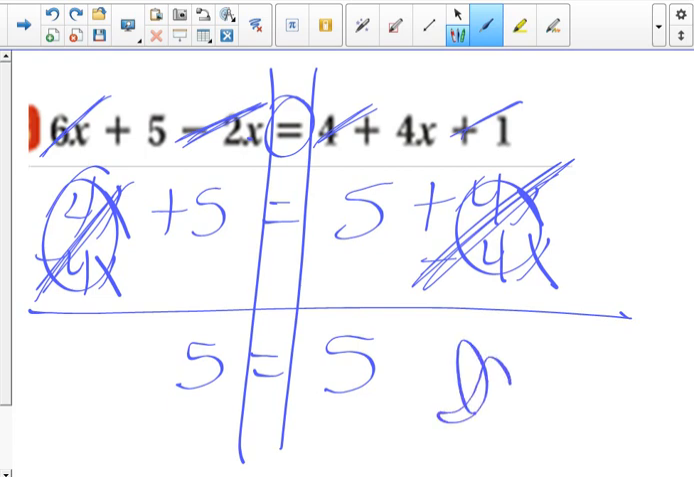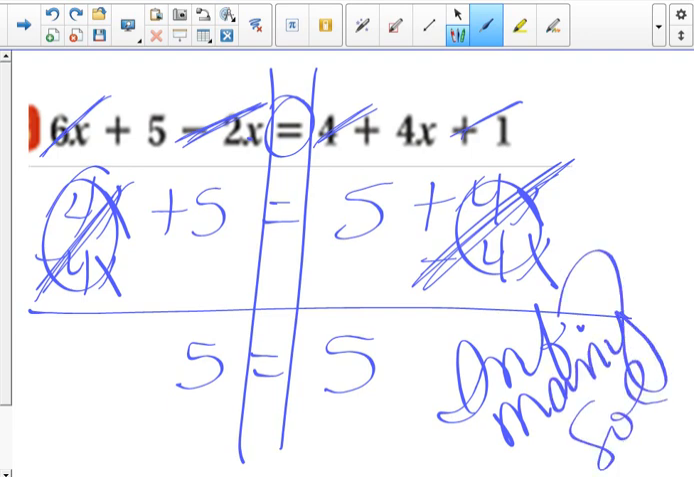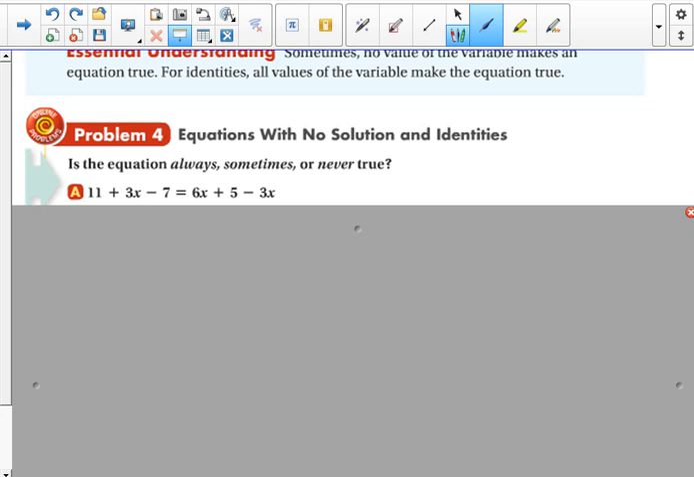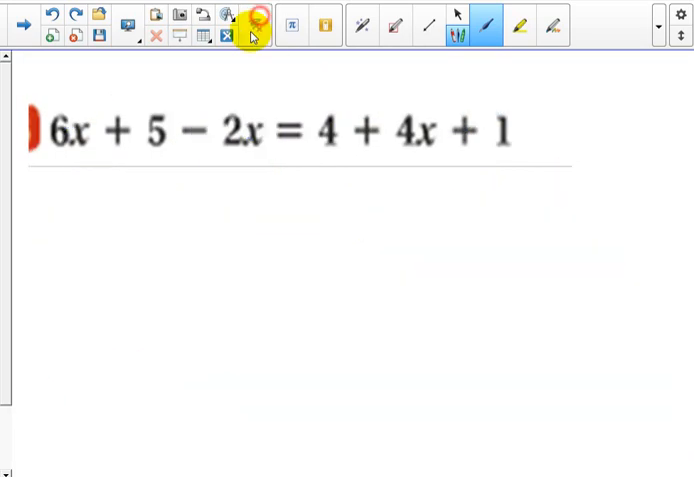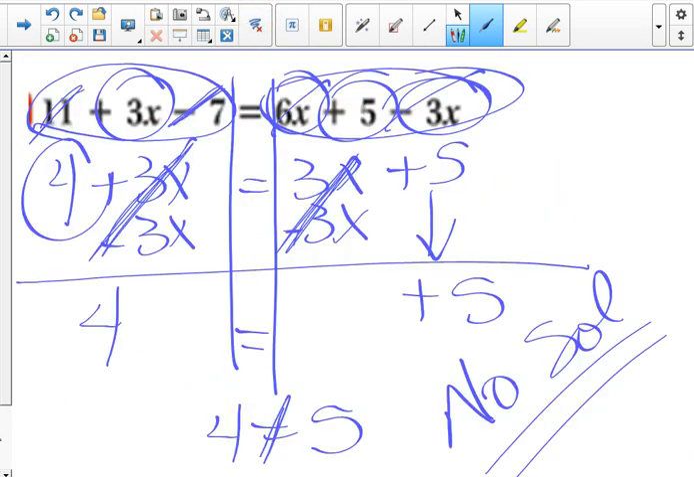So there it is. Anything you plug in will work. So it's infinitely many solutions. It's always true. Always. Okay? Any questions about those? So one solution, no solution, infinitely many solutions. Okay, let's move on.